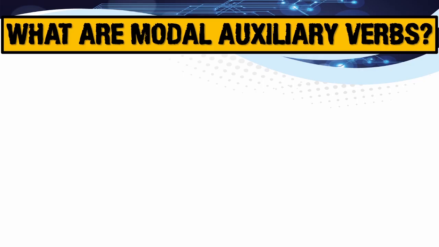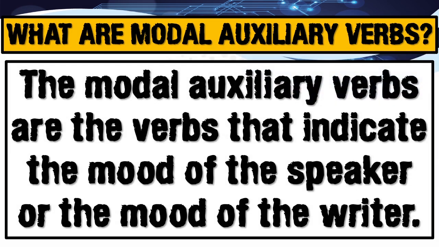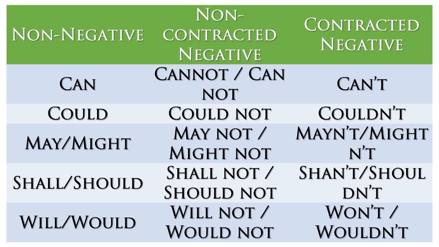What is a modal auxiliary verb? The modal auxiliary verbs are the verbs that indicate the mode of the speaker or the mode of the writer. The modal auxiliary verbs that we have in English are shown in the table on the screen in their non-negative form, that is their base form, and also in their non-contracted negative and contracted negative forms, as you can see on the table. We have can, cannot, and can't.